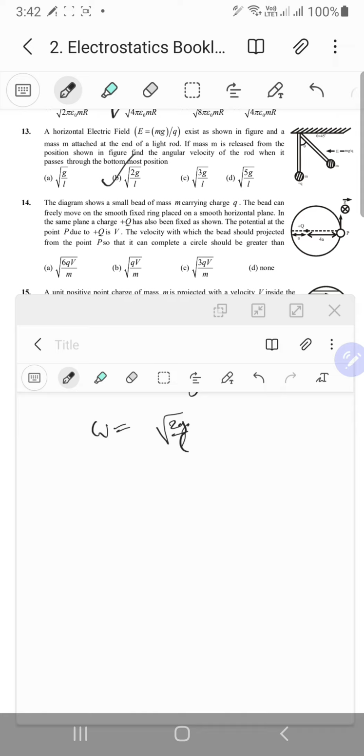Okay, that's really bad, this one. That's fine. The velocity with which the bead should be projected from point P so that it can complete a circle. So it will get repulsed and it will go back. That's basically what they are saying. So it should just be able to reach this point.